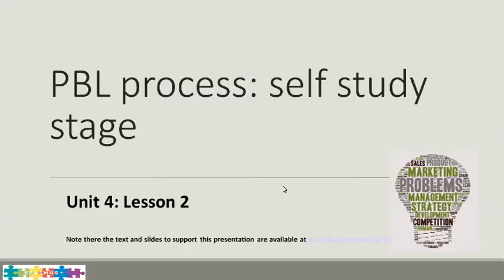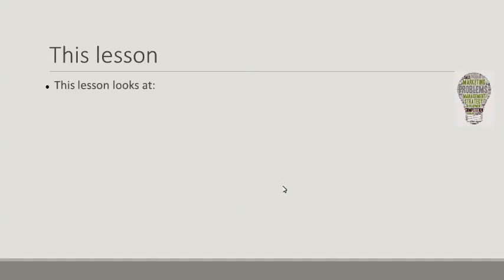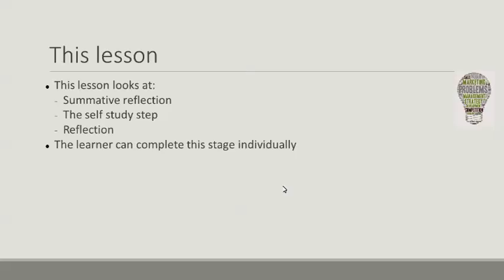Unit 4, Lesson 2, Problem-Based Learning Process, the Self-Study Stage. This lesson looks at summative reflection, the self-study step, reflection. The learner can complete this stage individually.